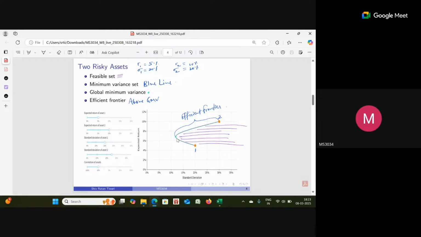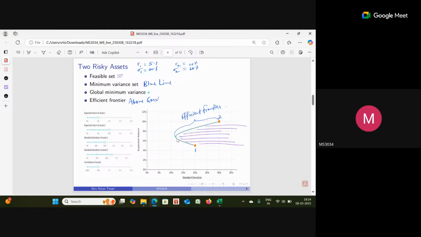So according to that rationality, any investor would prefer only the portfolios which are above this global minimum variance portfolio and on this minimum variance set. That's why this area, which is highlighted by me, above the global minimum variance portfolio and part of the minimum variance set, we call the efficient frontier. This is the only one an investor would be looking at, and he will be picking one possible combination from this efficient frontier only.